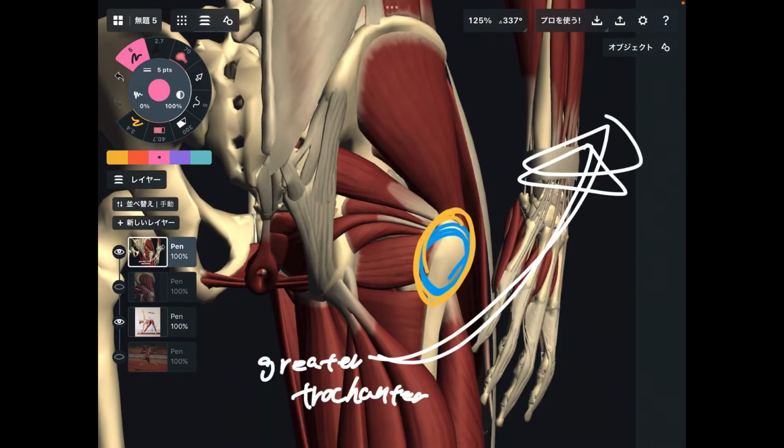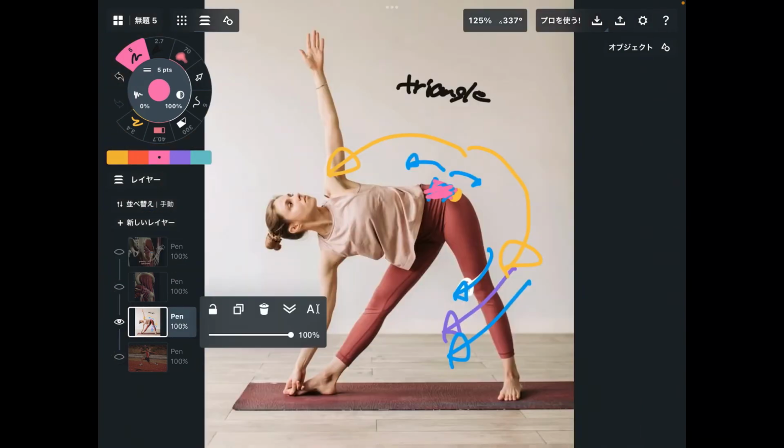Triangle pose is not the only solution for releasing around the greater trochanter. If you know anatomy and the anatomy of yoga poses, you can apply many poses to stimulate around the greater trochanter. This is just one example. Alright, this is for yoga pose.